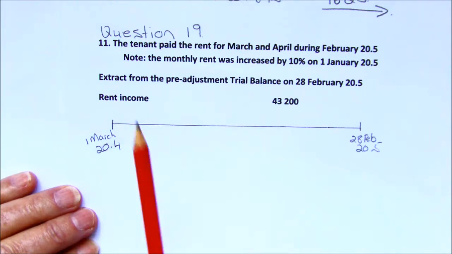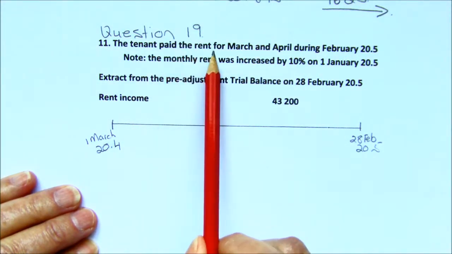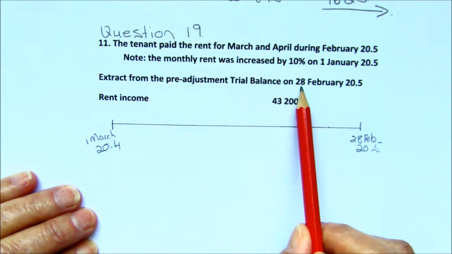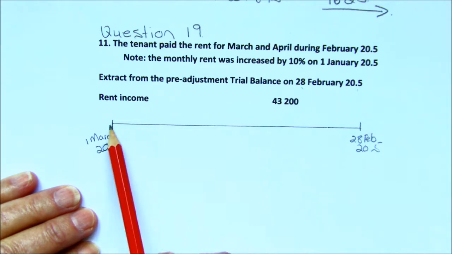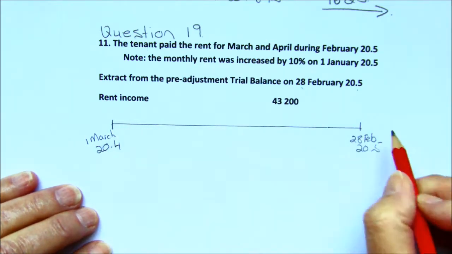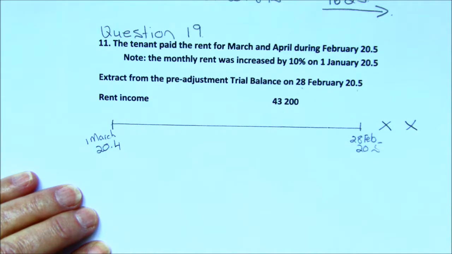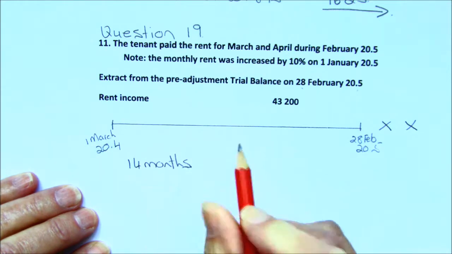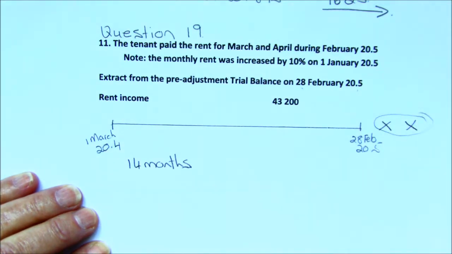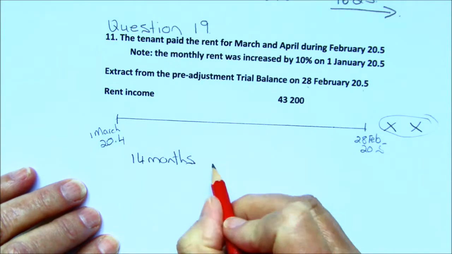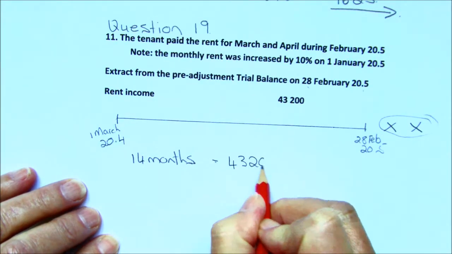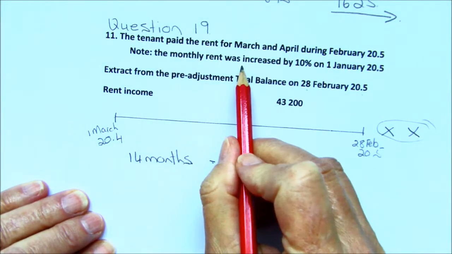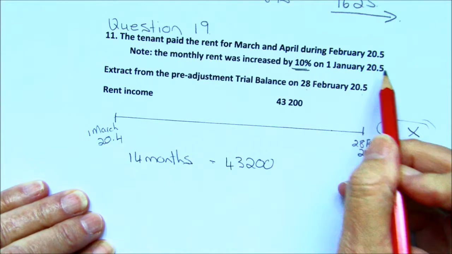Now, in question 19, we had a very similar adjustment, but this time the rent has been paid for March and April, and our financial year ends on the 28th of February. So again, there's my financial year, but in this case 2 extra months have been paid. So in effect 14 months have been paid. 2 months of that will be in advance. And again, we are told that those 14 months brought in an amount of 43,200. There it is. Now, the rent increased by 10% on the 1st of January.